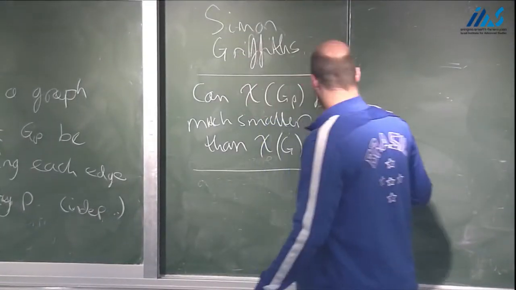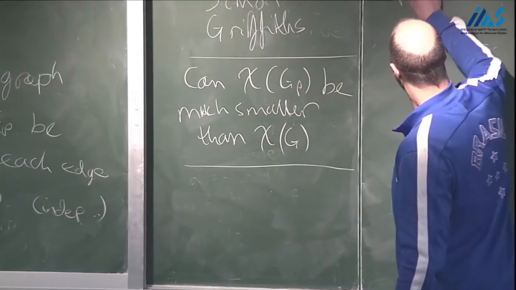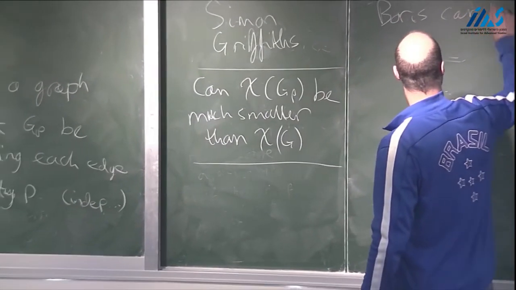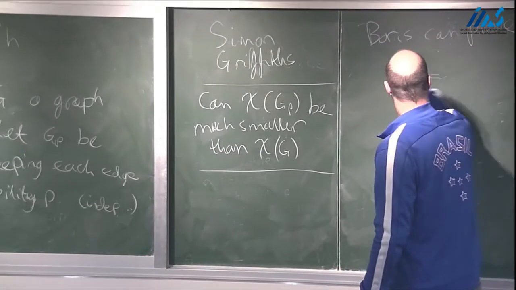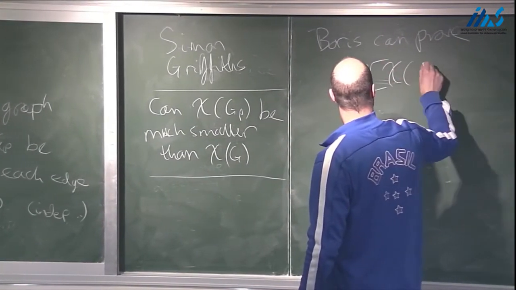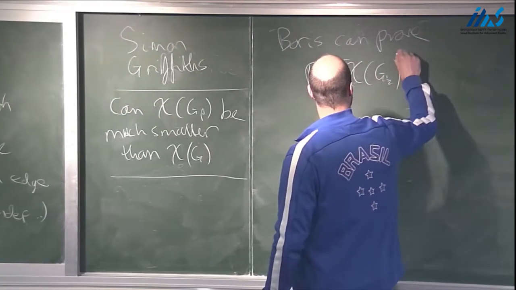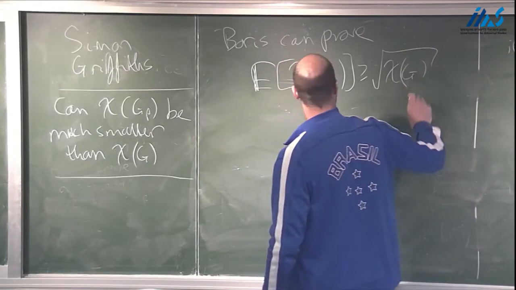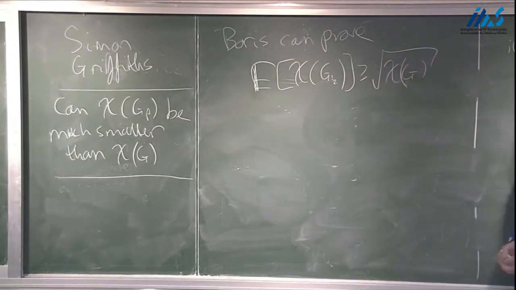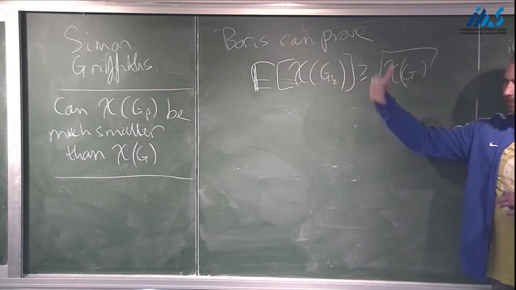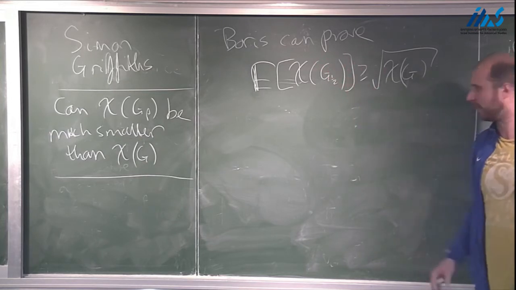So he can prove, for example, if you take p as a half, that the expected value of the chromatic number of G_{1/2} is at least the square root of the chromatic number. He does some trick about a graph and its complement, and you can get the chromatic number of a graph. Yeah, anyway.